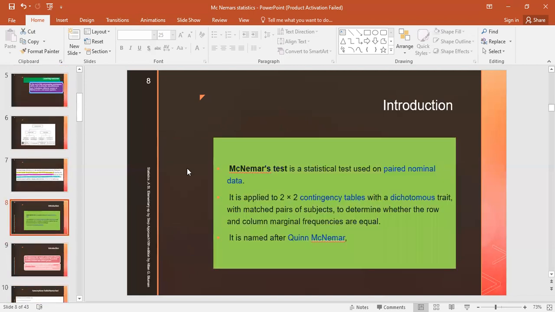Let's talk about McNemar statistic. First, we discuss the introduction. McNemar test is a statistical test used on paired nominal data. It is applied to a 2 by 2 contingency table with a dichotomous trait with matched pairs of subjects to determine whether the row and column marginal frequencies are equal. It is named after Quinn McNemar, who proposed this test.